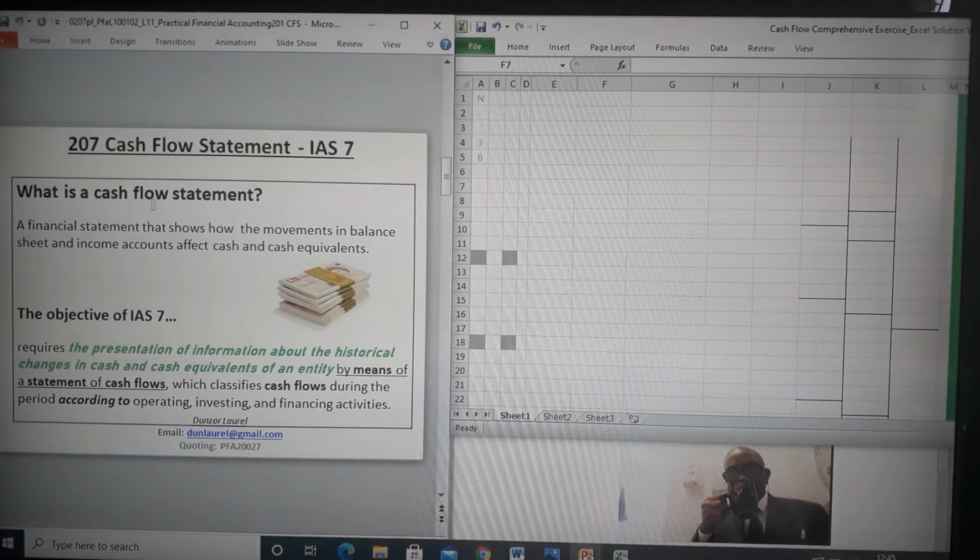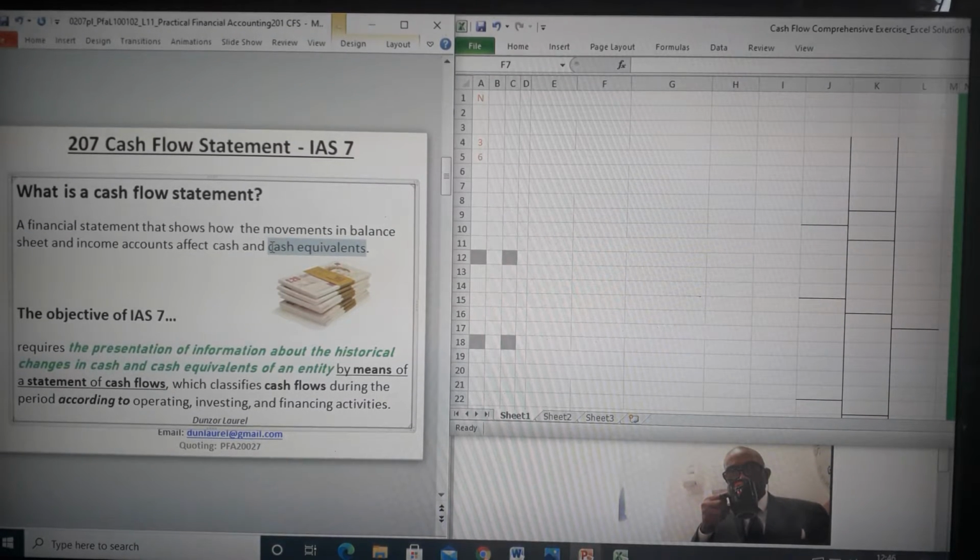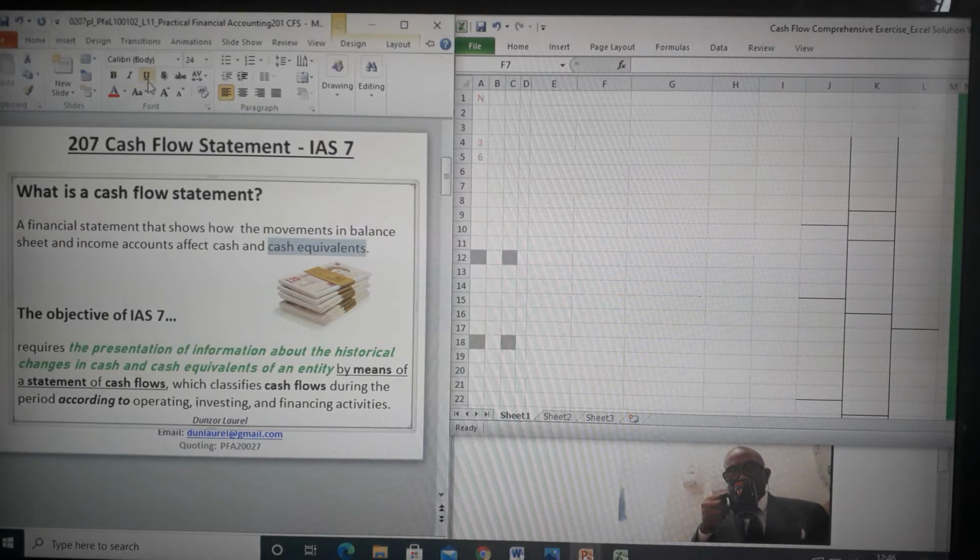So, what is a cash flow statement? Basically, this statement is to do with cash. It hovers around cash. So, a cash flow statement is a financial statement that shows how the movement in the balance sheet and income accounts affect the cash and cash equivalents. We all know what cash is. And cash equivalents are those marketable securities that you can call for on demand and you get your cash. It doesn't take time to liquidate them. Those are cash equivalents. Let's underline that. I'll make it bold as well. Very important.